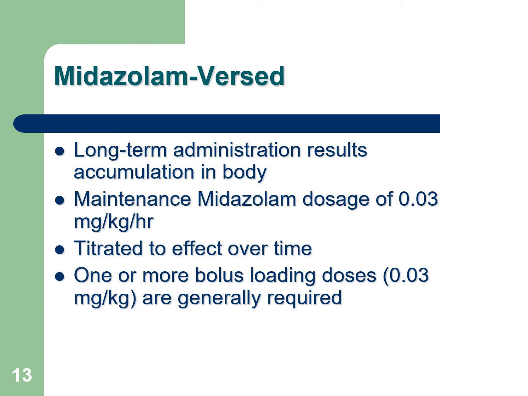Versed has long-term administration accumulation in the body. So basically, if you use Versed, it accumulates in the body. Maintenance dosages are from 0.03 milligrams per kilogram per hour. It's basically titrated to effect over time, and you may have to use one or more bolus doses. Typically, rather than having a drip with Versed, they just give bolus shots with the patient to better manage their anxiety.